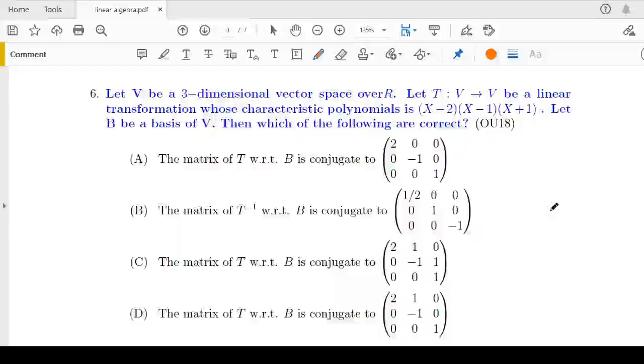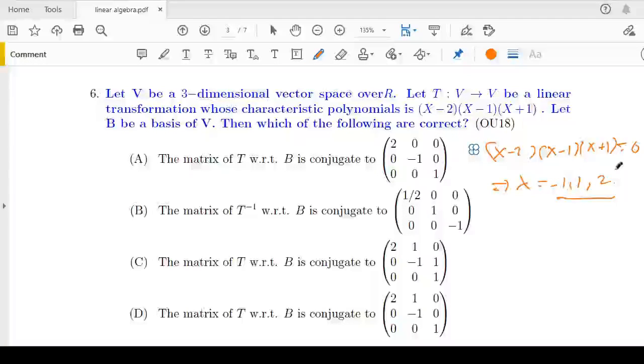Given that the characteristic equation of T is (x minus 2)(x minus 1)(x plus 1). Therefore, the characteristic roots are minus 1, 1, 2, which are real and distinct. Therefore, the linear transformation T is diagonalizable. The matrix of the linear transformation T is diagonalizable.